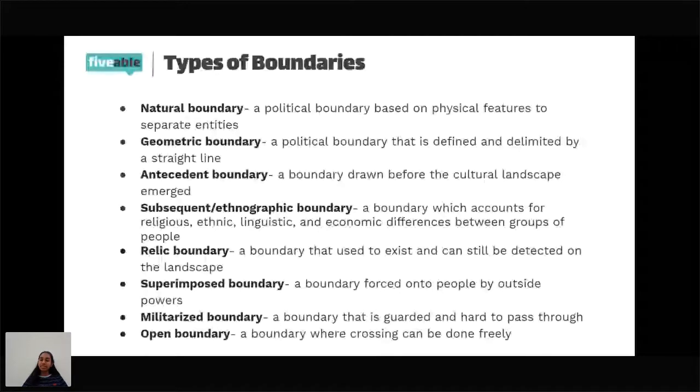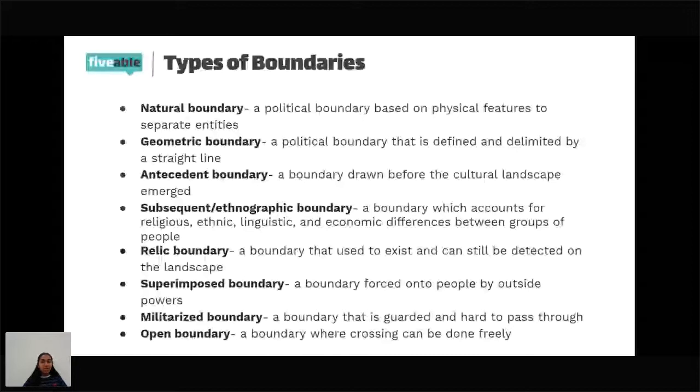Yes, Marcus, good job. So the Great Wall of China was actually a relic boundary. You can still see it today, obviously, when you go to China. And it was originally made to defend against invaders and stuff. So yes, it was a boundary.